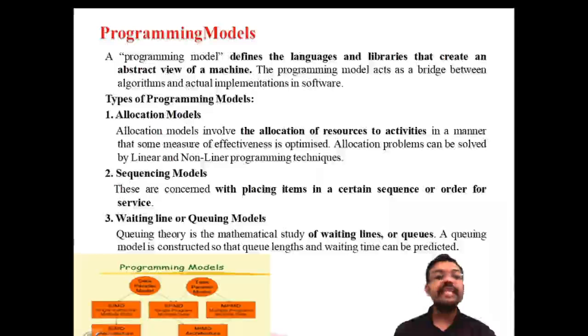Third one is the waiting line or queuing model. The first one is allocation, that's allocation of resources. Second one is the sequencing model, placing items in a certain sequence. And third, waiting line and the queuing model. That means we are using the waiting time and the queuing time for getting services. It's a part of the mathematical study. Okay, the third one is the waiting line and queuing model.